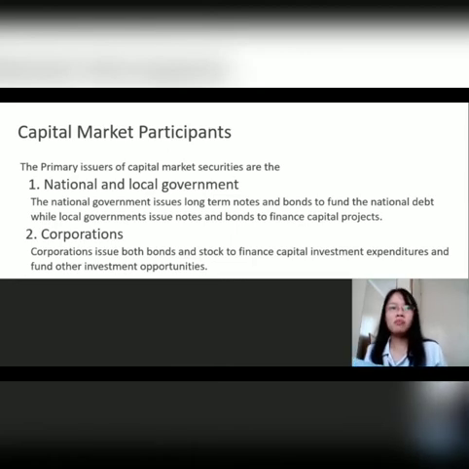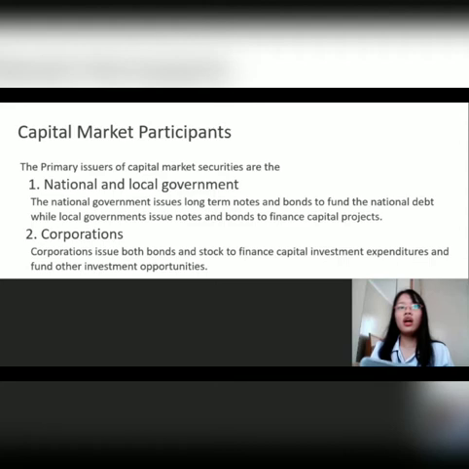Capital market participants. Who are the primary issuers of capital market securities? These are: number 1, the national and local government, and number 2, the corporations. The national government issues long-term notes and bonds to fund the national debt. It only focuses on the national, while the local governments issue notes and bonds to finance capital projects.